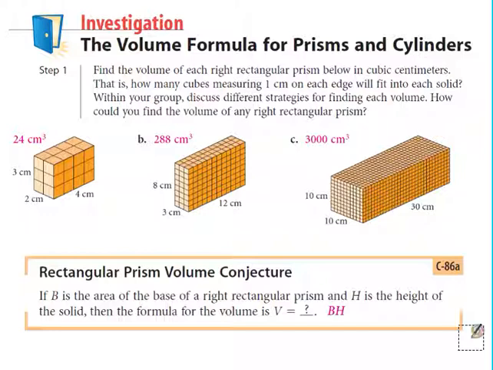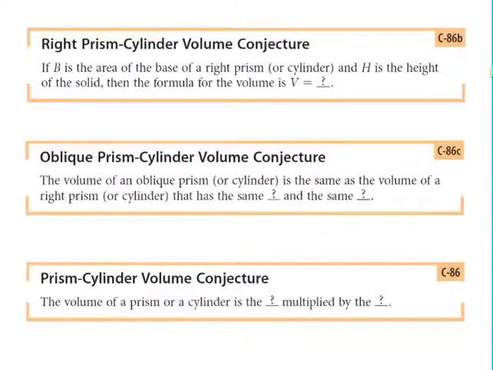Now we're going to look at some corollaries based on this conjecture, and these are all going to be along the same lines. If we look at the next slide, it says if B is the area of the base of a right prism or cylinder, and H is the height of the solid, then the formula for the volume is once again the same thing, the area of the base times the height.